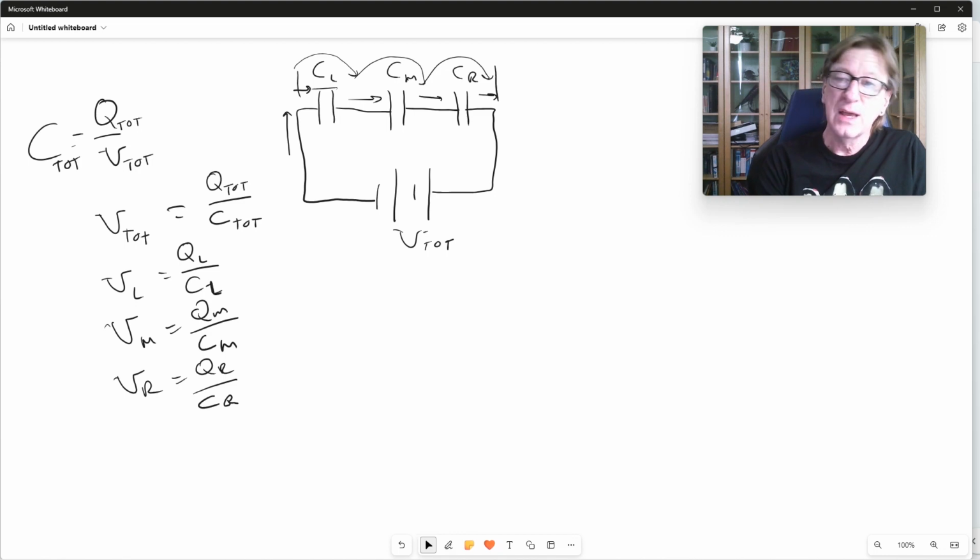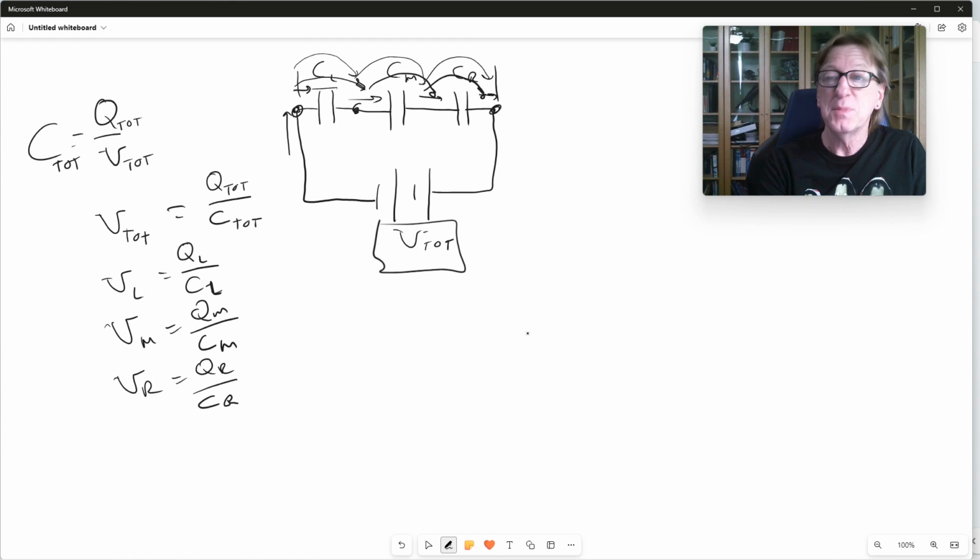Now, as we said, the total voltage from here to here must equal this total voltage here because they've got the same electric potential. So that means that the voltage across here, which we've called VL, plus the voltage across here, which we call VM, plus the voltage across here, which we call VR, must add up to V total. So let's write that down explicitly. V total has got to equal V left plus V middle plus V right.